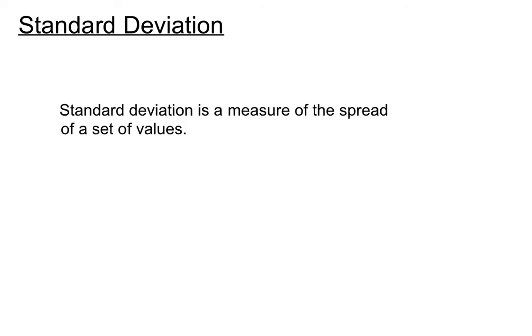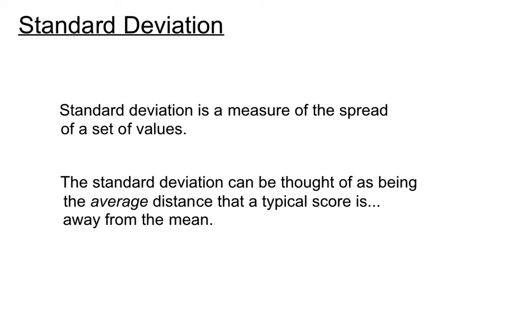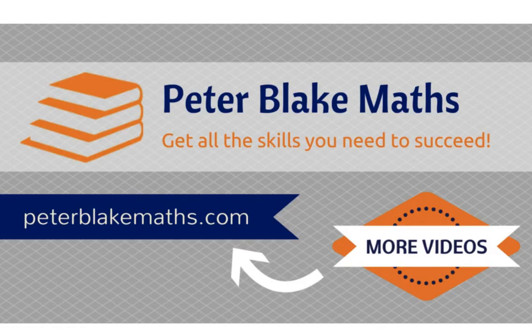So standard deviation is a measure of the spread of a set of values. It's thought of as being the average distance that a typical score that you could choose is away from the mean, how far it is away from the mean. Alright, so in another video that's coming up soon, we'll show you how to calculate the standard deviation on your calculator, but that's for another day. So that's the general idea of standard deviation. It's a measure of spread of scores.